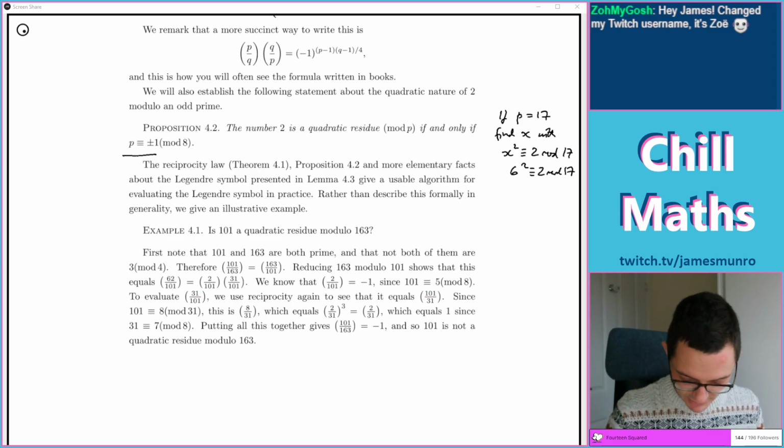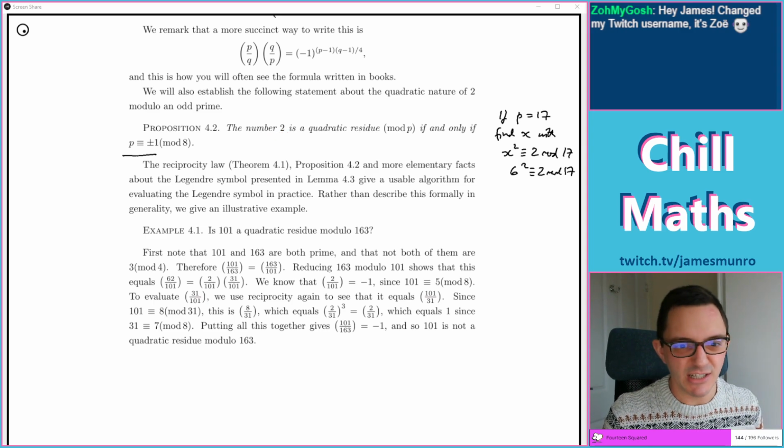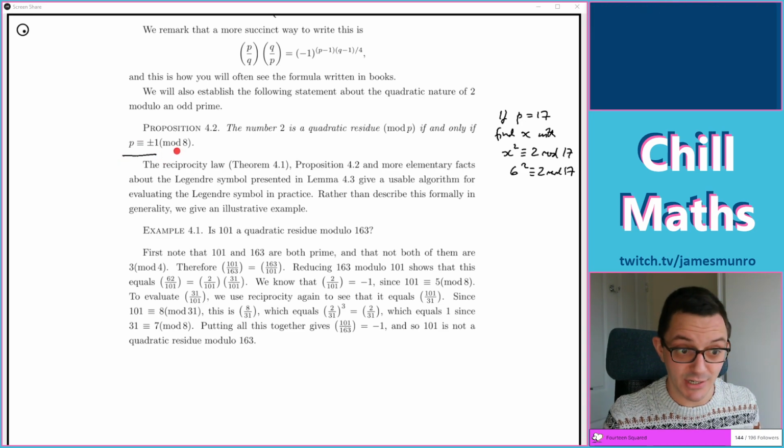Yes, there's a mad fact that 2 has kind of got a square root in modular arithmetic if you're working mod p, a prime that's one more or one less than a multiple of 8, which is half of them. Good, cool.